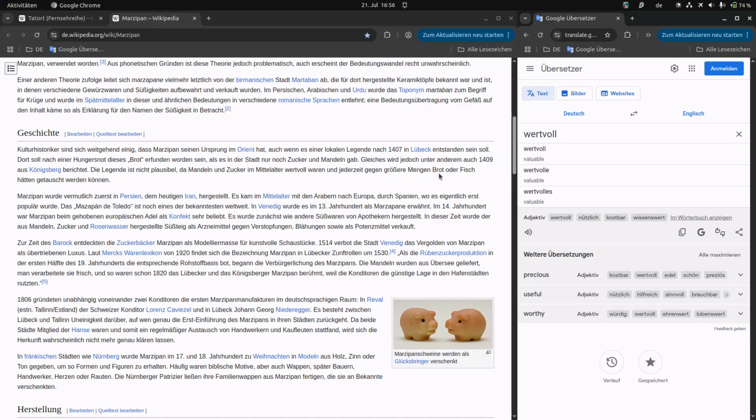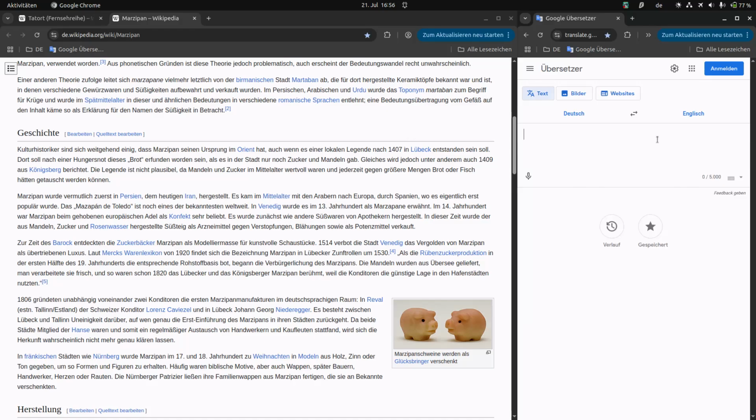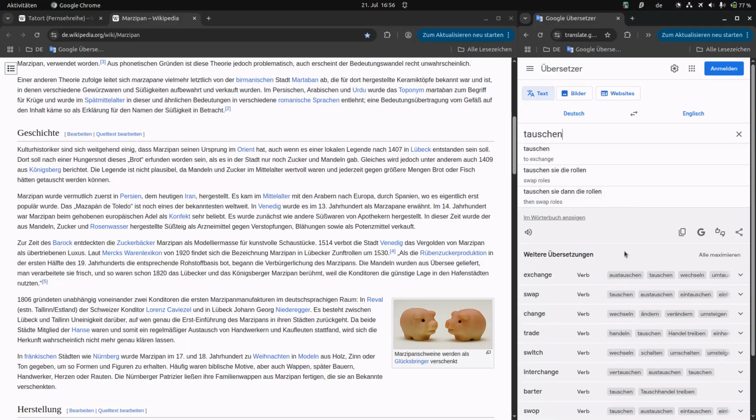Und jederzeit gegen größere Mengen Brot oder Fisch hätten getauscht werden können. Jederzeit would probably literally translate to every time, but in this case it would mean it could have happened all the time. Gegen größere Mengen Brot oder Fisch, against bigger amounts of bread or fish, could have been getauscht, which just means, what's it called? Switched is not the right way. Tauschen. Exchange. Yeah, it could have been exchanged.